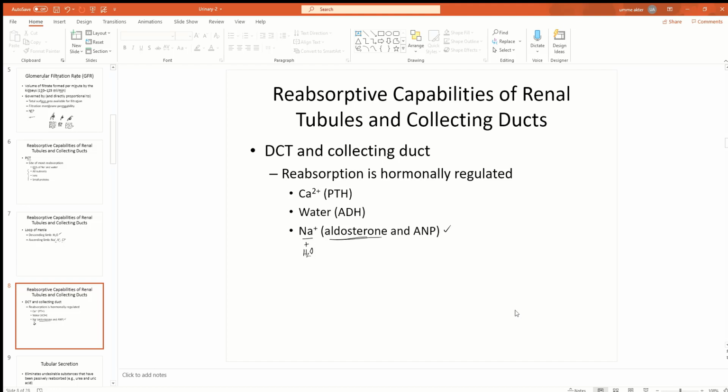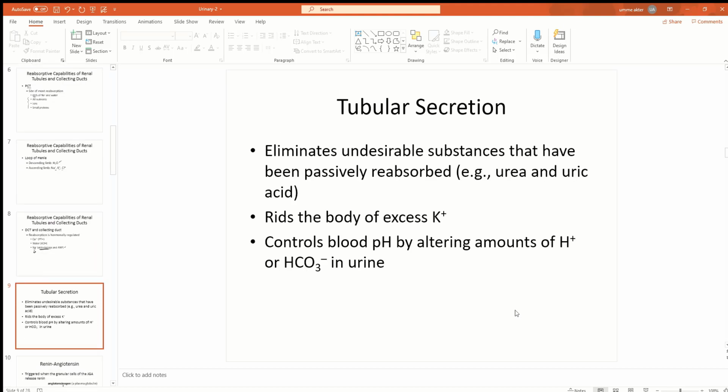So if I ask just to mention the mechanism of this one, and then secretion occurs, urea I mentioned, uric acid, right, I mentioned, and hydrogen. So those are the main chemicals. They can cause harm in the body, so they should be secreted, get out.